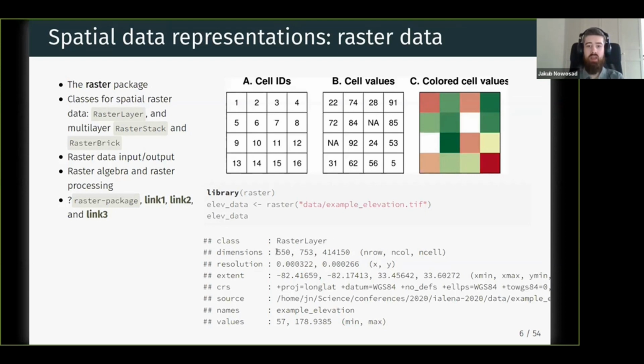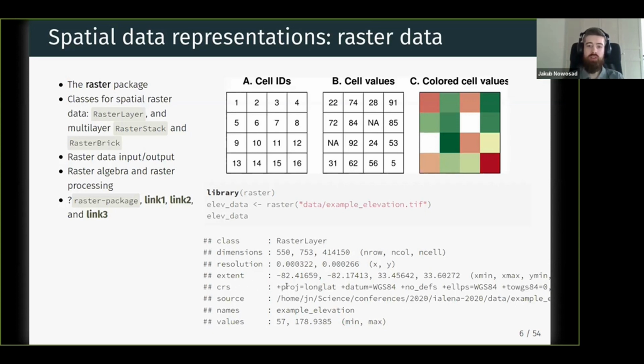It has 550 rows and more than 700 columns, which makes almost 500,000 cells in total. Here we also see the resolution of this data, which is 0.003 in one dimension, 0.002 in the second dimension. We have a value of extent. Extent is the coordinates of the borders of our area. We have something which is called CRS.